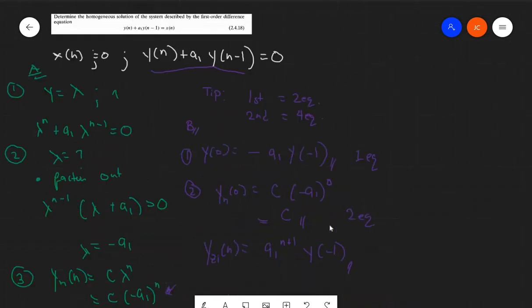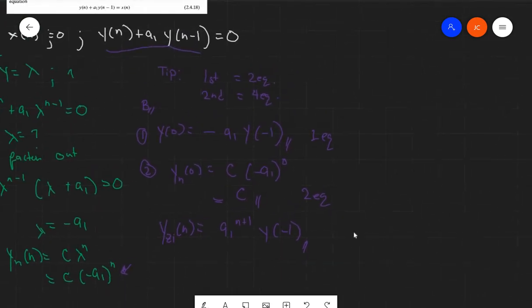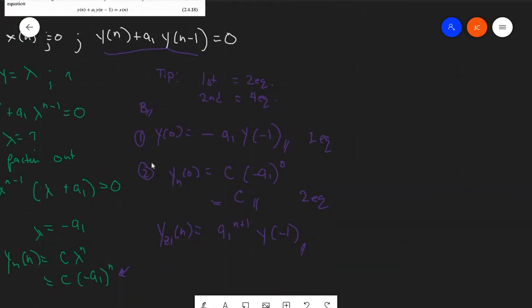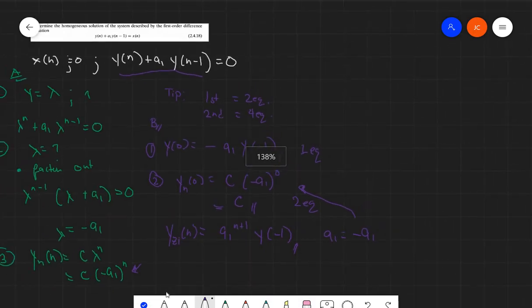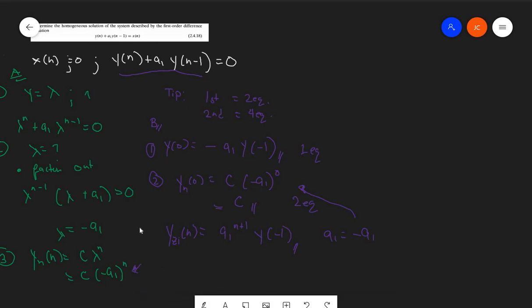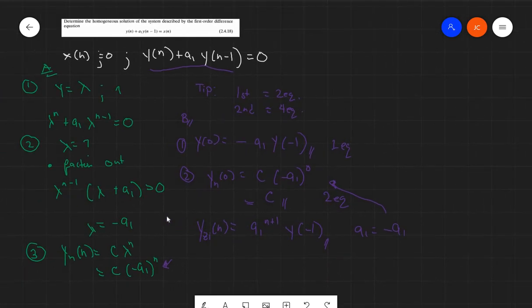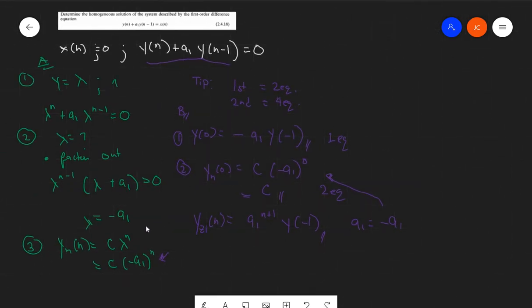use this one. But in this case, since our a1 is negative, take note that here a1 is equal to negative a1 because of this one. Okay, so that's it. That's the process for the first order difference equation. So in terms of complexity, it is much easier. Remember the steps here, because that is the steps for the second order difference equation.